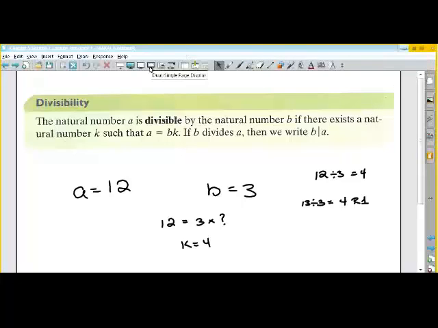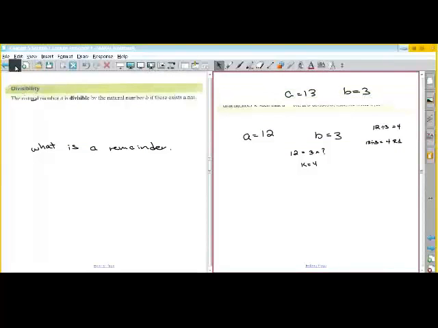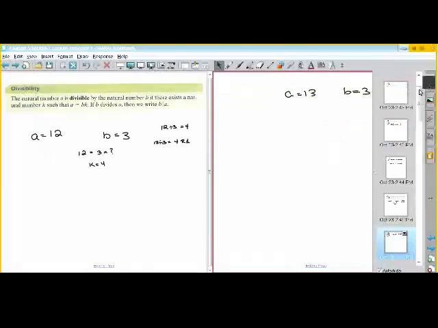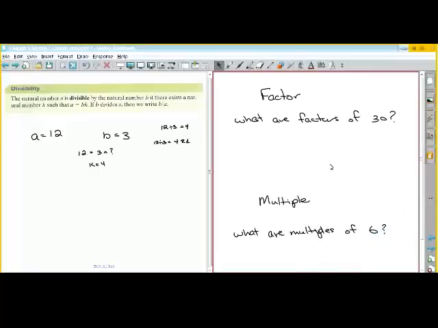Okay, so that's what divisible is. We need to know what divisible is when we talk about prime numbers. Still haven't got to the prime numbers yet.